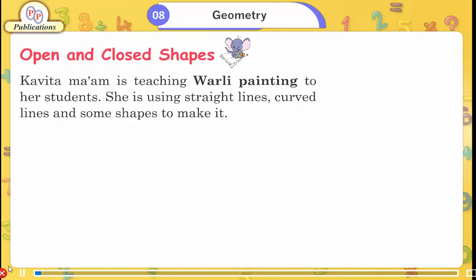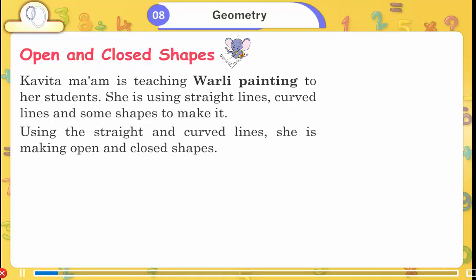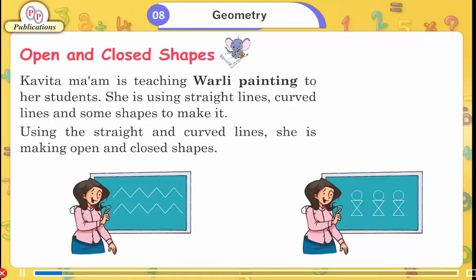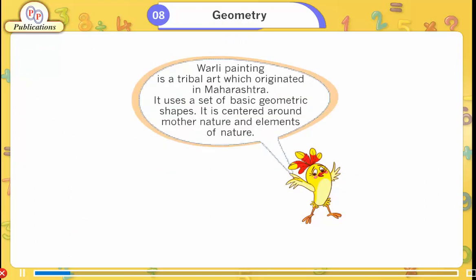Open and closed shape. Kavita Ma'am is teaching Warli painting to her students. She is using straight lines, curved lines and some shapes to make it. Using the straight and curved lines, she is making open and closed shapes. Warli painting is a tribal art which originated in Maharashtra. It uses a set of basic geometric shapes. It is centered around Mother Nature and elements of nature.